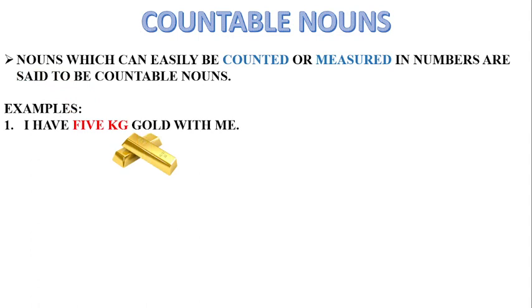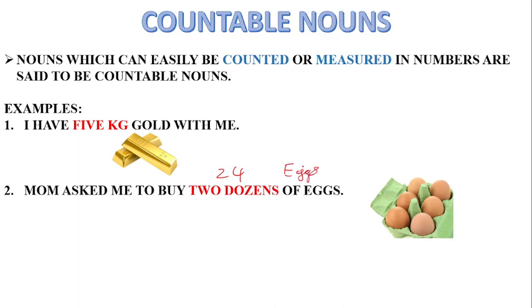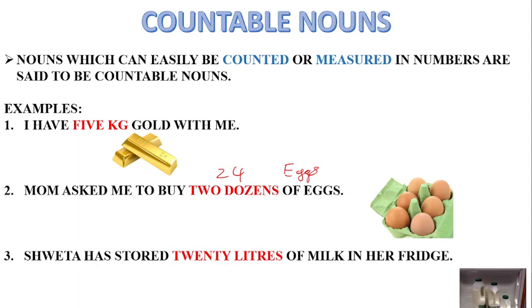I have 5 kg of gold with me. So I have specified the amount of gold I have with me. Mom asked me to buy 2 dozens of eggs. 2 dozens means around 24. So my mom asked me to buy 24 eggs. So these can be easily counted. Shweta has stored 20 liters of milk in her fridge. So milk can be measured in liters. So these are countable nouns.